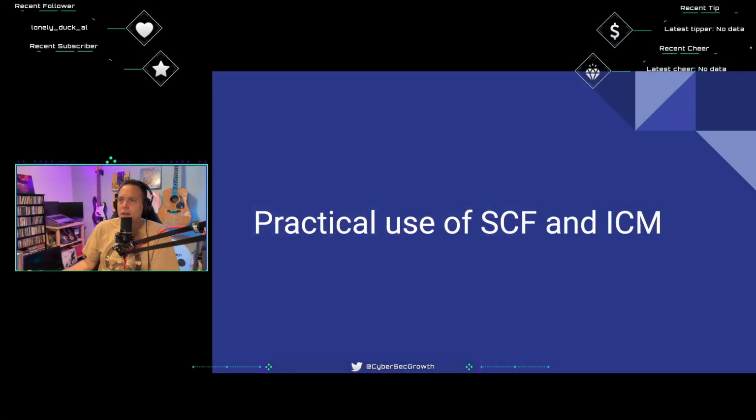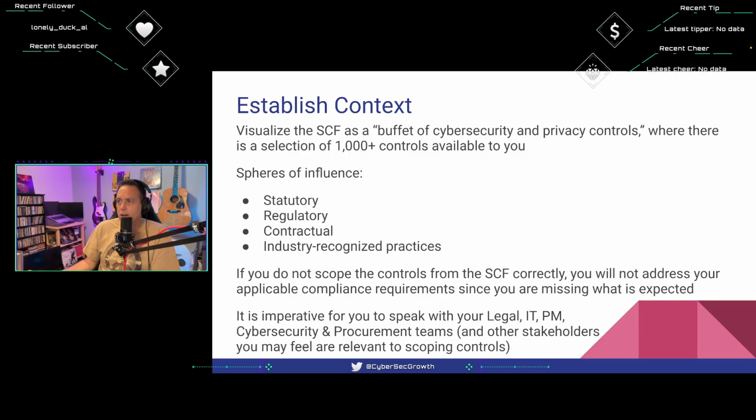All right, here we go. So, practical use of SCF and ICM. ICM, integrated controls management, is meant to be put into practice by organizations of any size or industry. The information below provides an understanding of available options to implement ICM with existing solutions. The SCF is a great way to implement the ICM. Okay, then. Well, let's find out more about what this thing is.